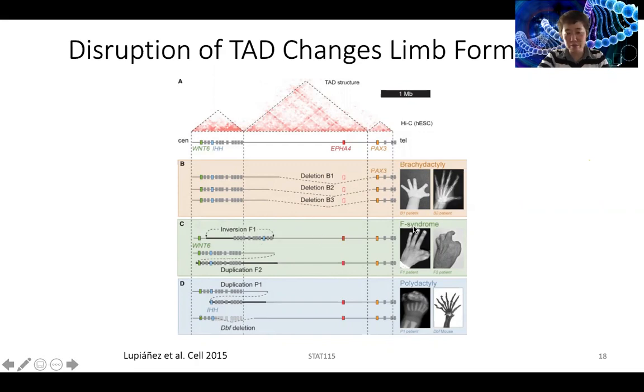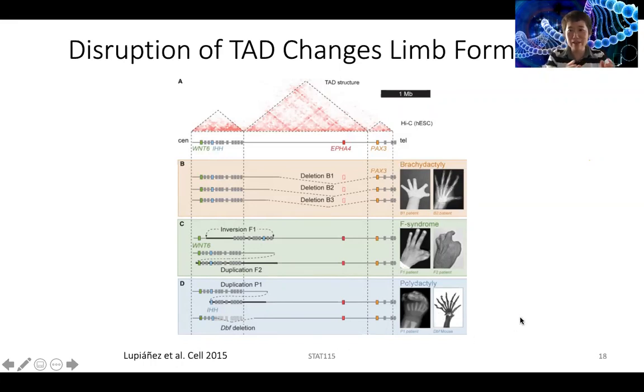And so depending on whether this person has an inversion or duplication, basically, a potential enhancer can either be interacting with too much or not enough with the Wnt gene. And this person might end up with only 3 fingers or 7 fingers.